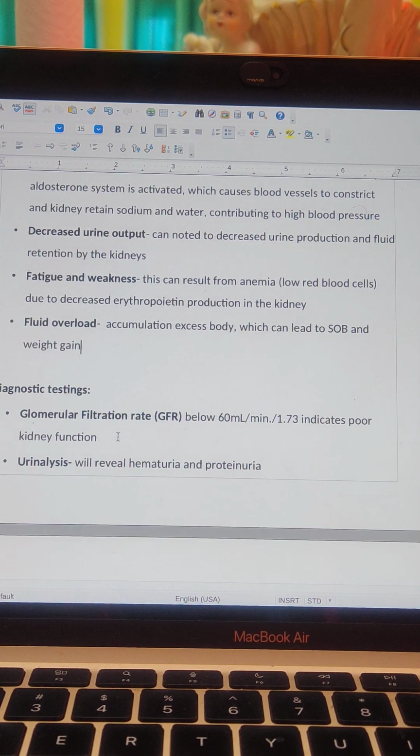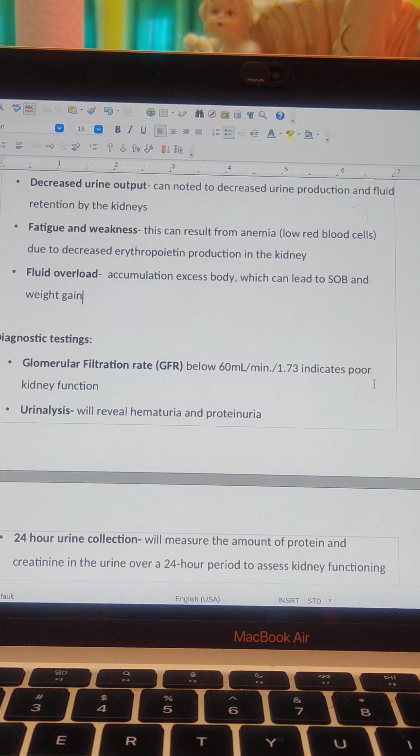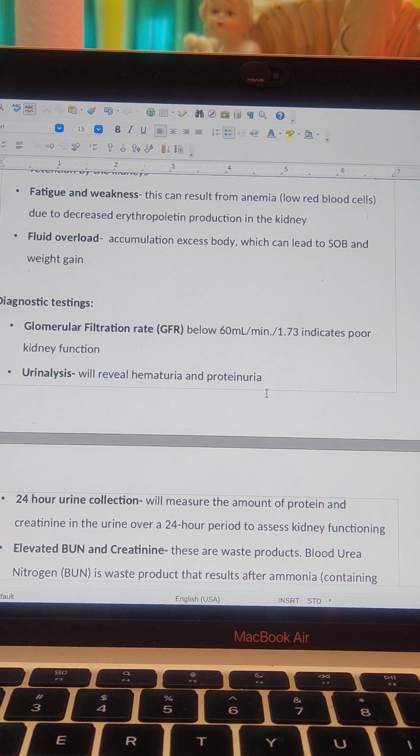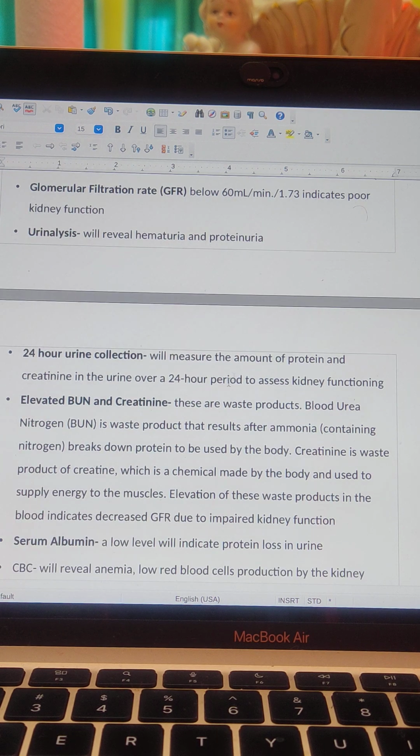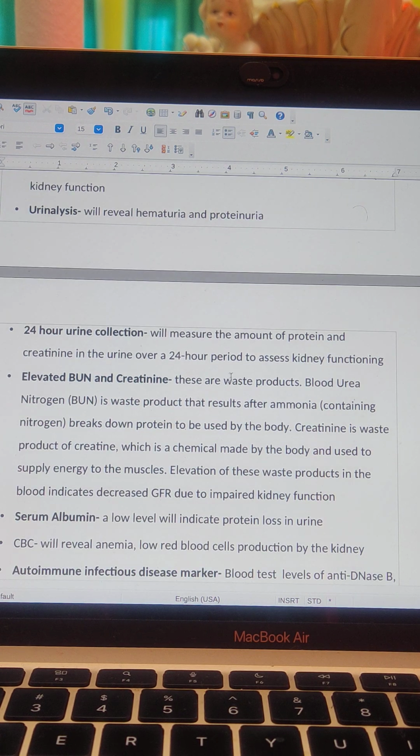Diagnostic testing. A glomerular filtration rate below 60 indicates poor kidney function. Urinalysis can be done, which will reveal hematuria and proteinuria. Like I said before, these are blood and protein in the urine. A 24-hour urine collection will also be measured to assess the amount of protein and creatinine in the urine over a 24-hour period, which will assess the kidney functioning.